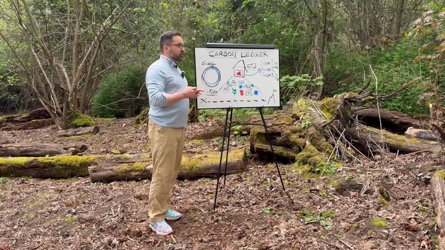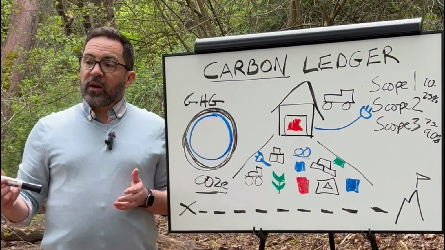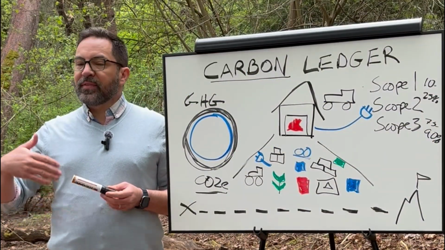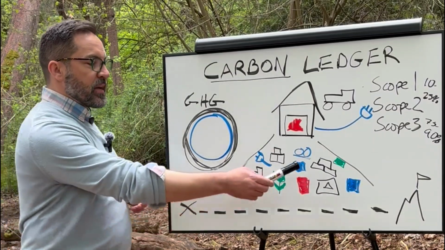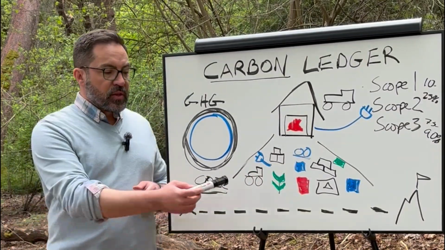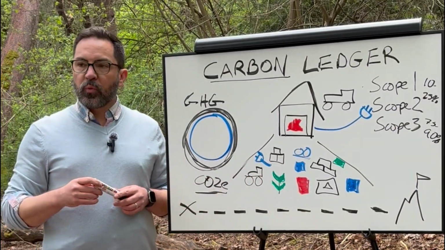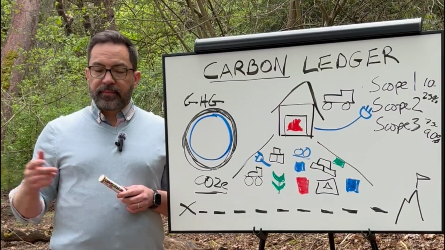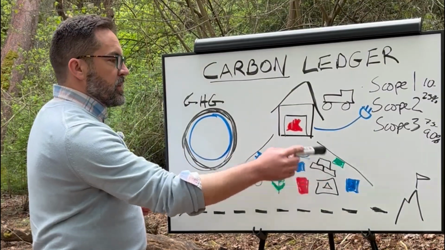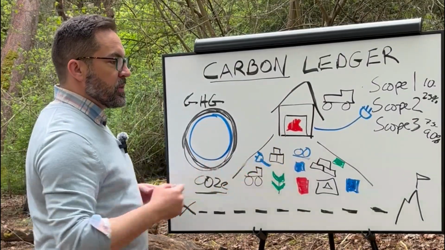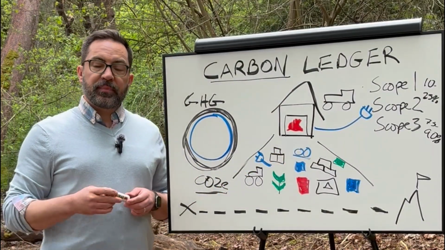So let's use the house example again. So you're throwing a house party. If not for you, if not for the house party, the red cups wouldn't have been purchased. The packaging for the gifts wouldn't have been purchased. The transportation to and from wouldn't have been spent. And you could start to see how the scope three is such a large portion, on average 75 to 90%.